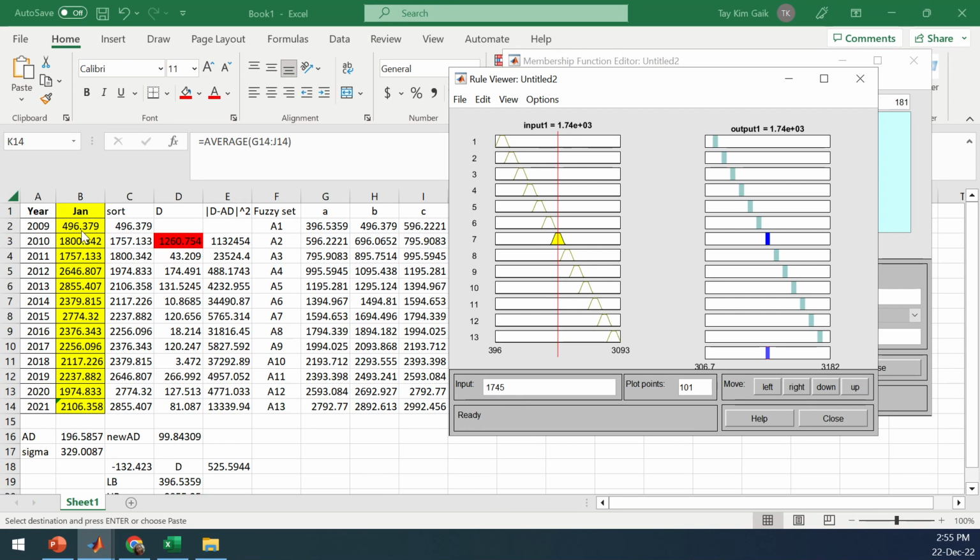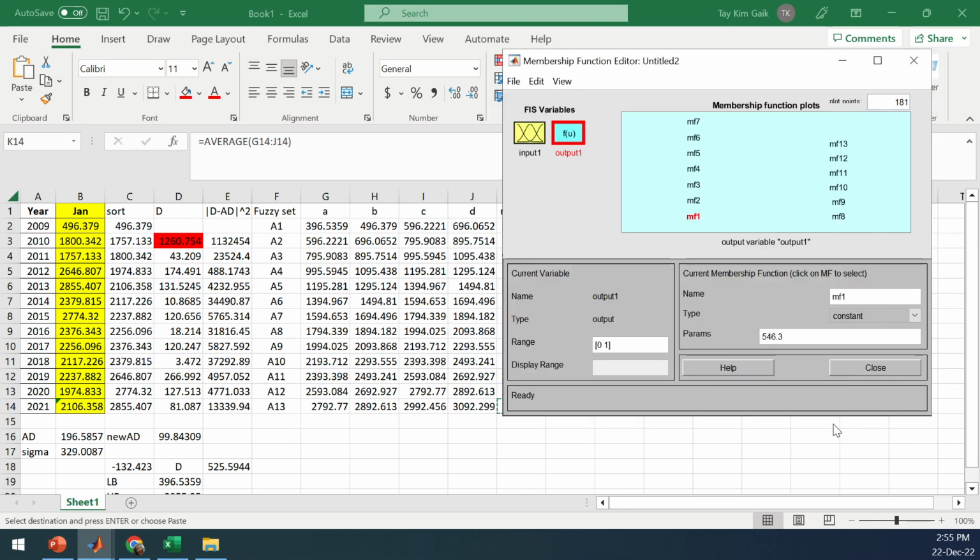So for example, now you want to forecast January. I put 496.379. It gives me the output 546. So this real data is predicted as 546. So you may do it one by one for all the years, or in one shot. You can actually save, then you can close it.